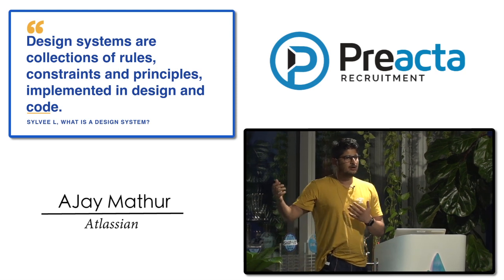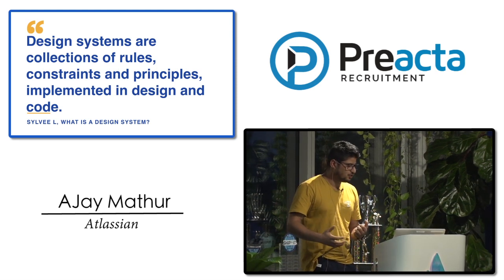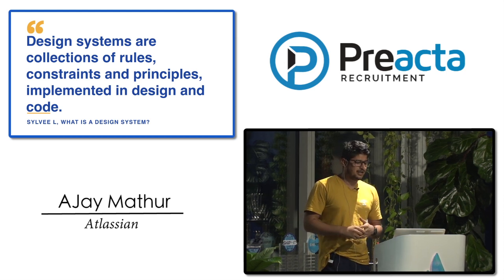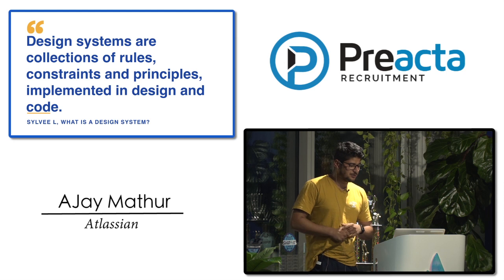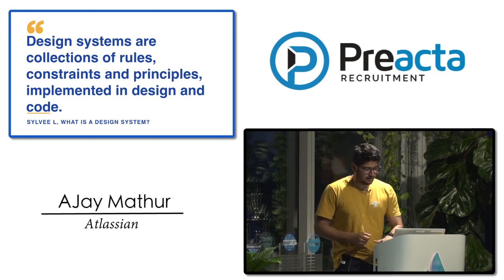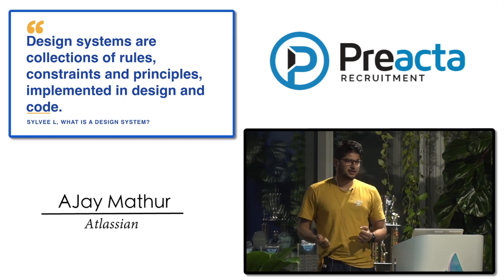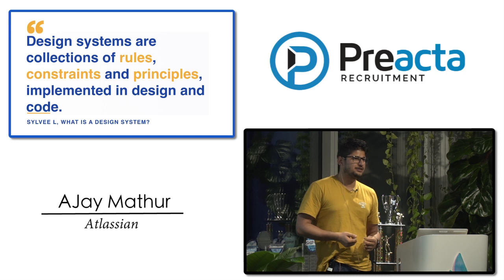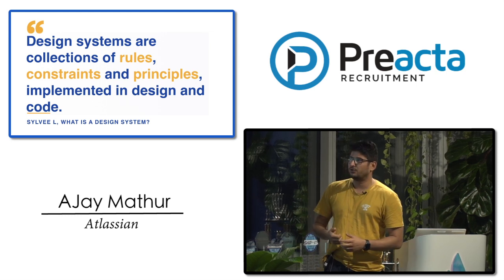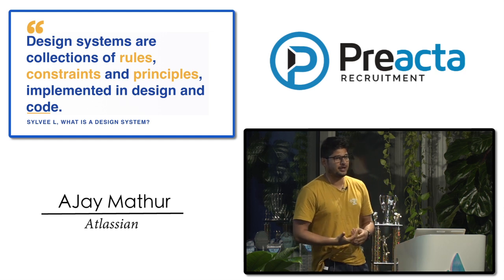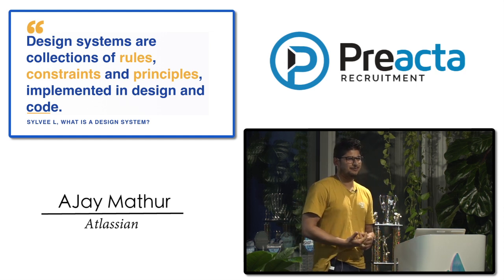This is how our design system, or any design system, could be represented. It says design systems are a collection of rules, constraints, and principles implemented in design and code. If we look closely at this definition, there are three words that stand out: rules, constraints, and principles. Rules are something which can be broken, but we are supposed to follow them.